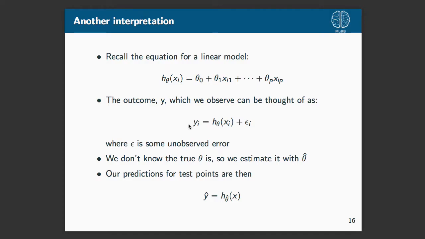So recall the setup that we had before. We have an equation for a linear model that looks like that. And the outcome y, which we observe, can be thought of as a function of x's, but parameterized by theta. And epsilon is some unobservable error, some error that exists because we can't know everything perfectly in nature. And again, we don't know what the true theta is in nature, so we estimate it with theta hat. And once we estimate it with theta hat, we can make predictions by plugging theta hat into the above equation, plugging in new x's that we haven't seen before, and then getting predicted values.